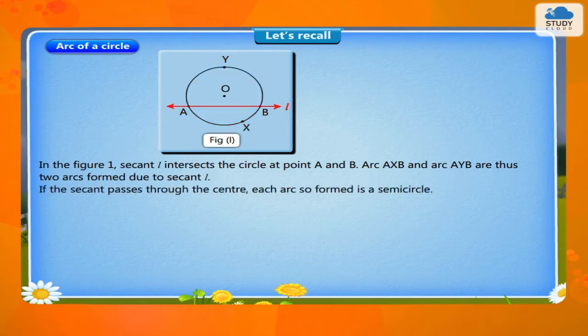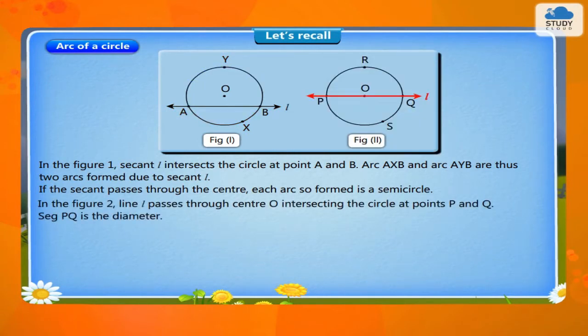If the secant passes through the center, each arc so formed is a semicircle. In the figure 2, line L passes through center O, intersecting the circle at points P and Q. Segment PQ is the diameter. Arc PRQ and arc PSQ are semicircles.